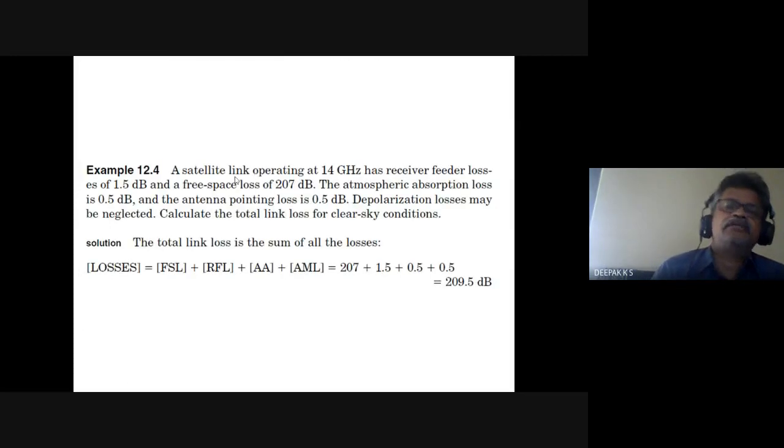So here, a problem in which the frequency is given. The free space loss is very high. Feeder loss is small, absorption loss is small, pointing loss is small, and depolarization loss can never be calculated exactly. So the total loss is the sum of all these losses, the majority of which is our free space loss.